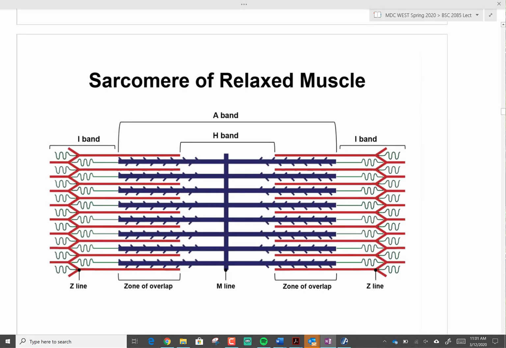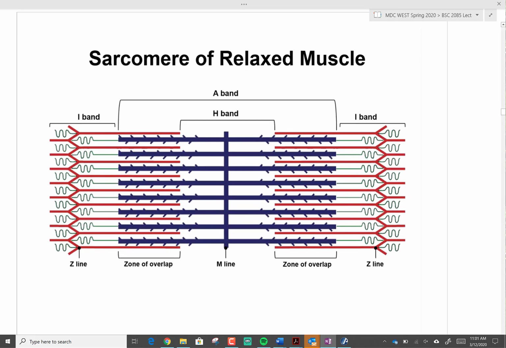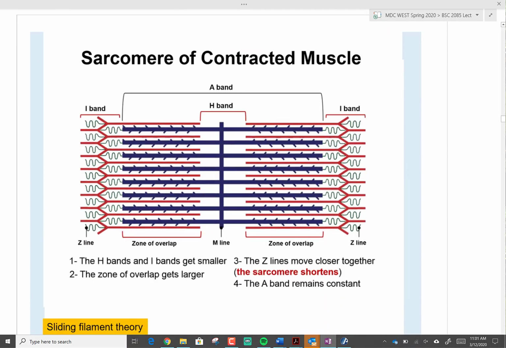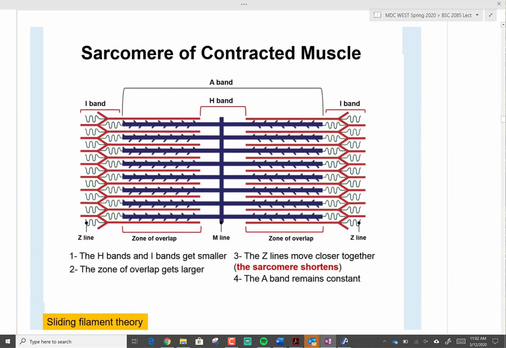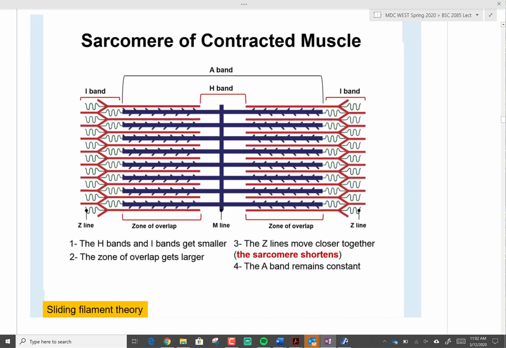Now, this is the sarcomere on a relaxed muscle. You can see that it is relaxed, right? You have your Z lines and your Z lines all the way through. Now we're going to go into the sliding filament theory. What is the sliding filament theory? Here is a sarcomere, the same thing that we saw, and you see your Z lines should be here, right?